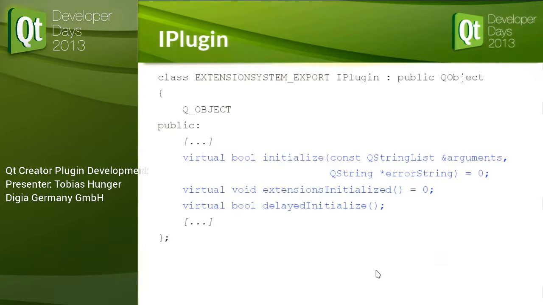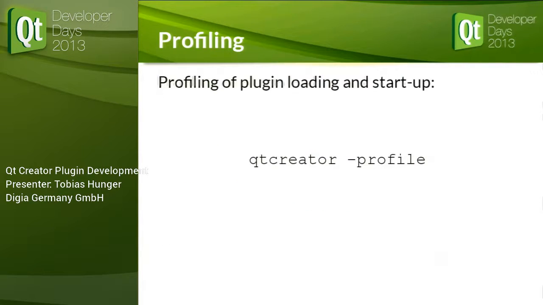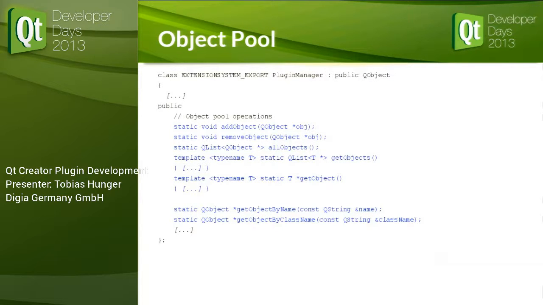Now that we talked about how this whole thing works, let's look a bit at the interfaces. The first thing that's important is, of course, the plugin interface itself, and we have a class called IPlugin for that. And these are basically the most important methods there, and that's, of course, initialize, extensions initialized, and delayed initialize, which we already covered. So let's go on. The profiling output is what we just saw. I just wanted to have a slide on it so you can actually look up the command again.